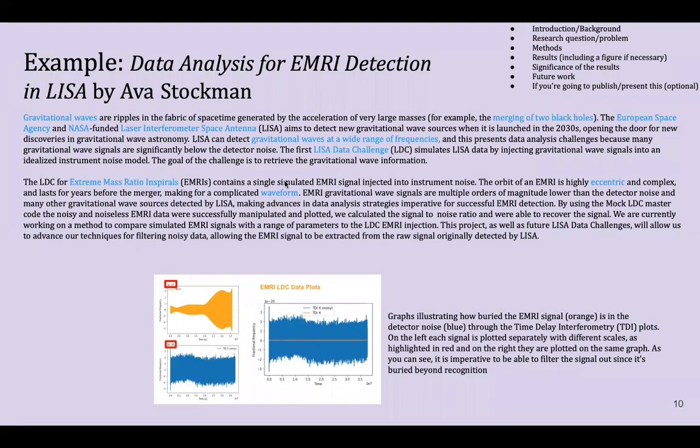Ava presented the problem and then gave a little bit more background again, which is totally fine. The LISA data challenge, extreme mass ratio inspirals, contains a single simulated EMRI signal injected into instrument noise. The orbit of an EMRI is highly eccentric and complex and lasts for years before the merger, making for a complicated waveform. EMRI gravitational wave signals are multiple orders of magnitude lower than the detector noise and many other gravitational wave sources detected by LISA, making advances in data analysis strategies imperative for a successful EMRI detection. So again, a little bit more setting up the research question.